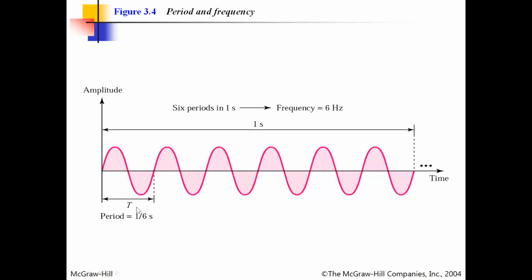So what will be the duration of one time period? If this whole thing is 1 second, and in 1 second we have 6 signals, so each signal will take how many seconds? It will be 1/6 second. So this is the period, and this is the signal. So frequency is 6 and period is 1/6.